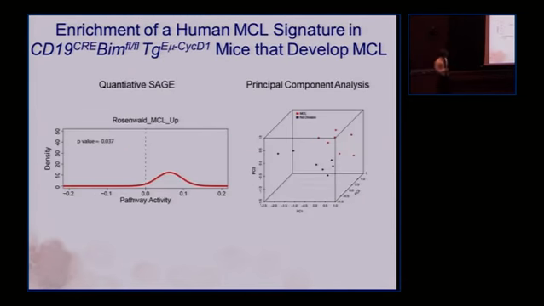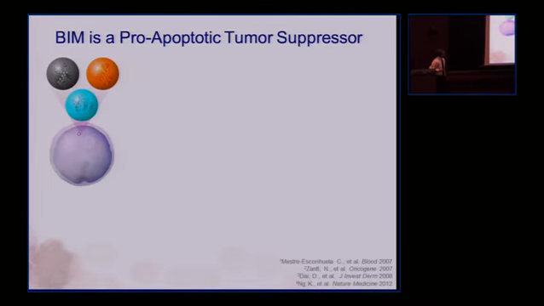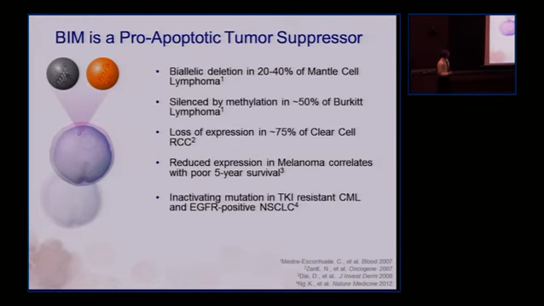Perhaps most interestingly, we found enrichment of a signature defined for human mantle cell lymphoma that was derived by Lou Staudt's group when they compared mantle cell lymphoma versus other human B-cell lymphomas. Within our mice, if we took that gene set, we could independently separate our groups of mice that developed the disease and didn't using principal component analysis. So this suggests that BIM might play a pathogenic role within disease of mantle cell lymphoma.